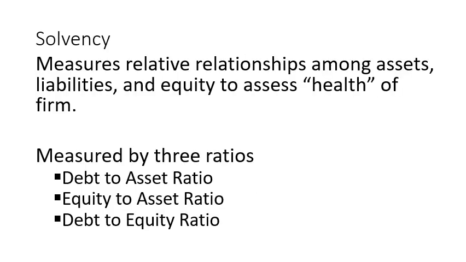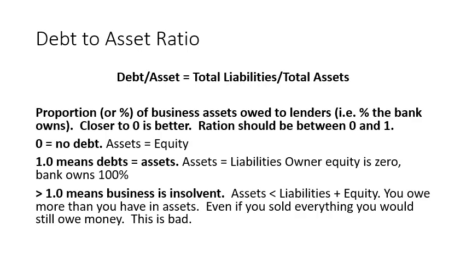Solvency measures your overall business health. It's really your ability to pay back the debts that you have and to have equity in the business. One of the solvency ratios is your debt to asset ratio, and that's your debts divided by your assets, total liabilities divided by total assets. It's the proportion of the business owed to lenders.